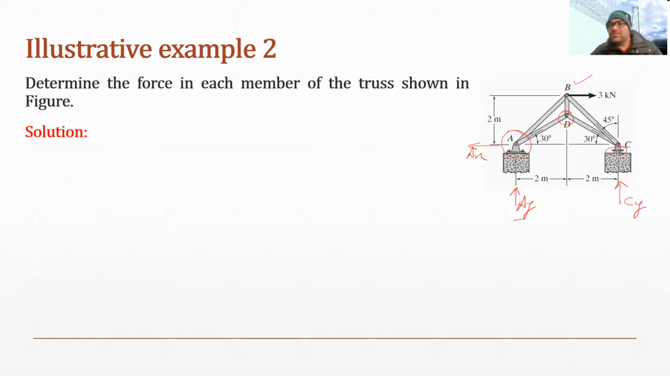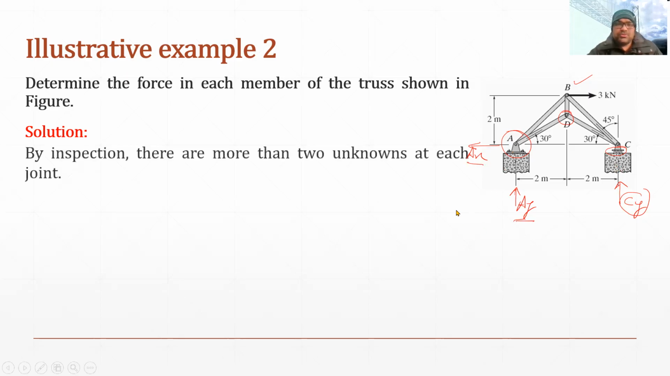Similarly, in joint C, two members BC and DC are unknown, but at the same time the third force, which is the reaction CY, is also unknown. So technically, we cannot take any joint. What we have to do now is find out the reactions first. This is what I have written.